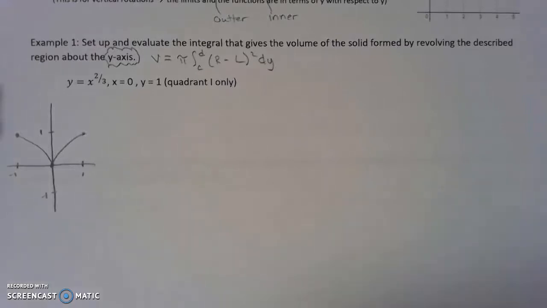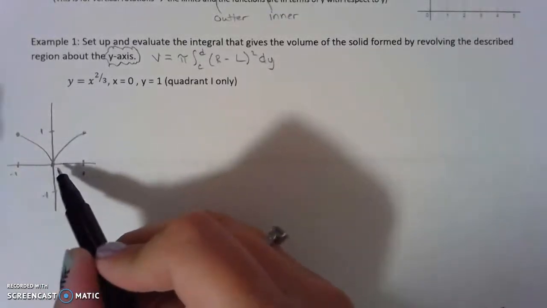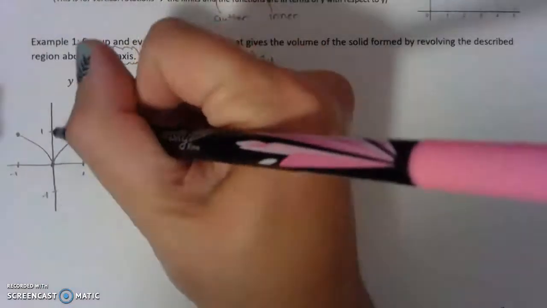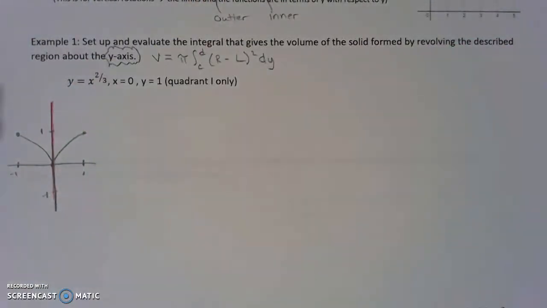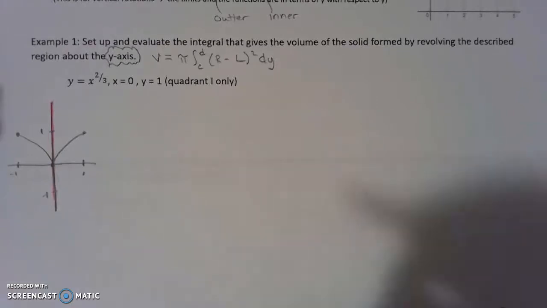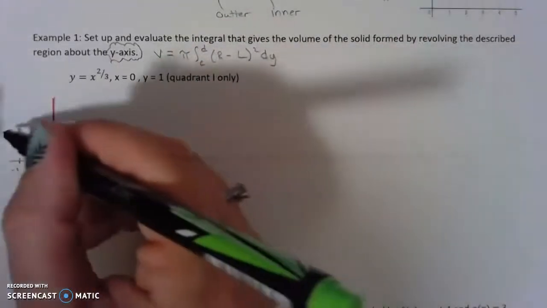Let me use pink. So I've got x equals 0, so where my x value, so x's are this way, where x is 0 is here, so that would be this line here. Where y equals 1, well, here's my y value, so y is 1 is here, so that's all of these values here.